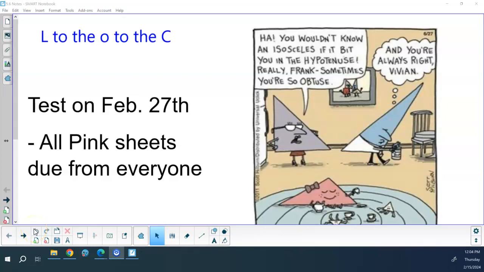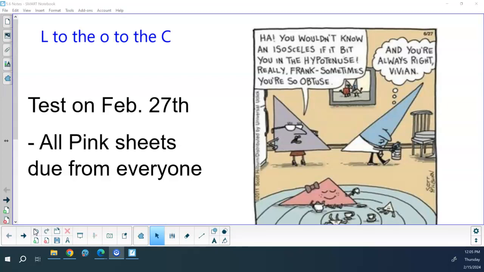Okay, so you picked up 2 pink packets today. That goes along with the pink 5.3 to 5.4 worksheet you already had. It looks very similar to this one right here. Okay, 8 problems, 5.3, 5.4. That is going to be due on the 27th.